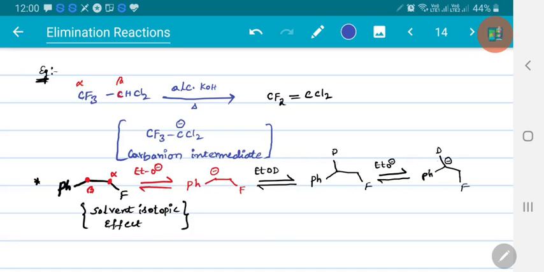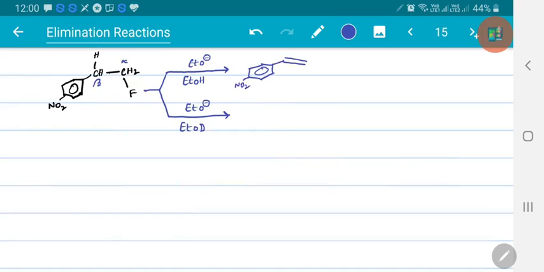Once you got a negative charge, deuterium from the solvent is abstracted to form CD here, right? So you will get deuterium. Then the second hydrogen is abstracted. So the product will be, in the first step there is a carbanion, but that carbanion first exchanges hydrogen with deuterium, then the second hydrogen is abstracted to get the carbanion. Now you will get this as the product.